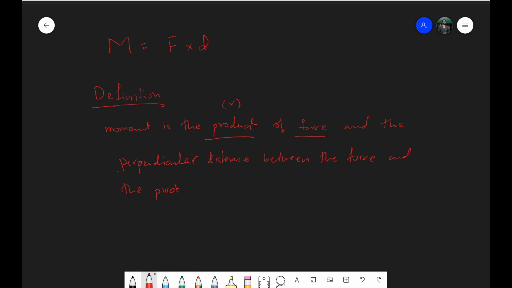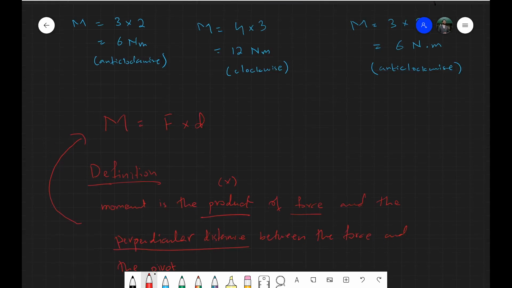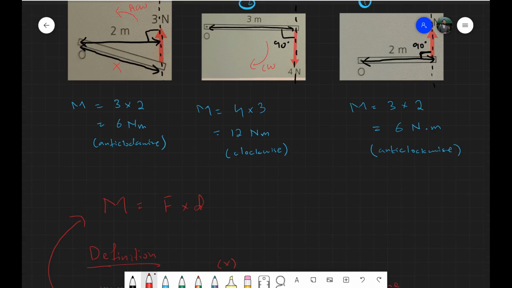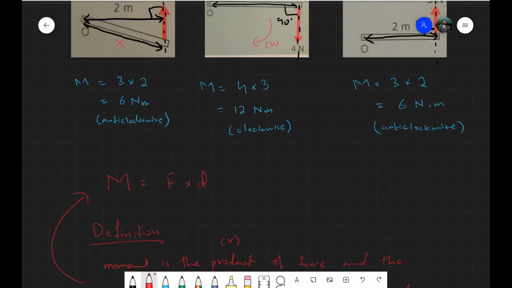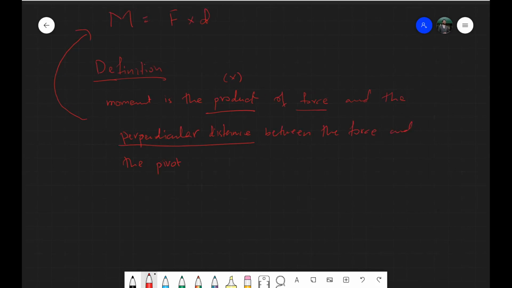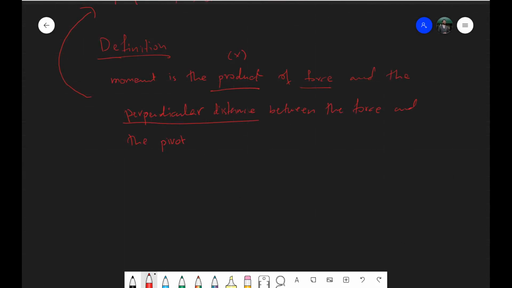So this word perpendicular distance from the pivot to the force is very important, and this definition is essentially what this formula is saying. However, when you use the formula, you have to keep the definition in mind and choose your distance carefully from the pivot to the line of action of the force.